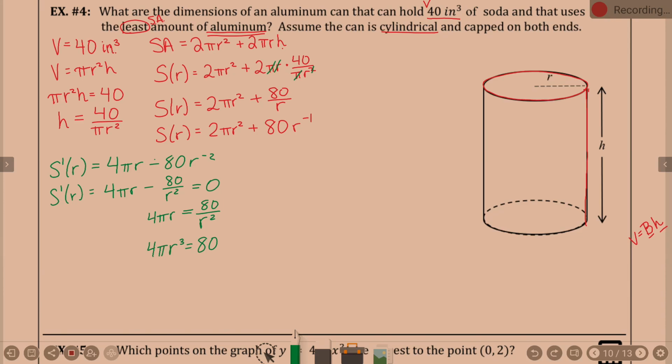So 80 divided by 4 pi could also be written as, what is 80 divided by 4? 20. So we could write this as 20 divided by pi, if you will. Then we're going to cube root, yes? So r is going to be equal to the cube root of 20 over pi.